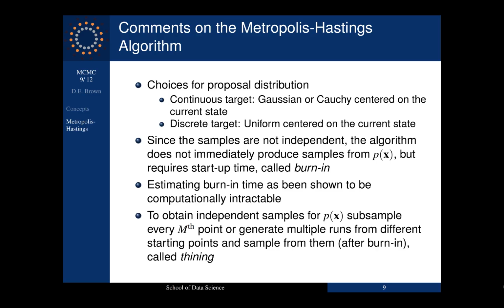To obtain independent samples, a lot of people feel it's important to get independent samples. And the way that you do it is you run past burn-in, and then you can subsample from the resulting Markov chain. So when you subsample at, say, every nth point, then you get what amounts to independent samples of the distribution. You can do this, and it's called thinning. It's not always used, but some people argue that it's important to use.